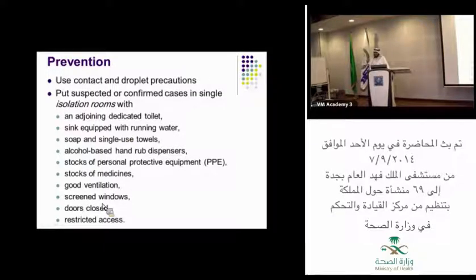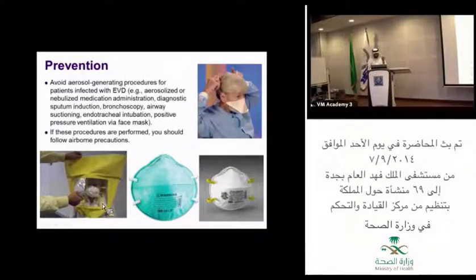It has yellow fever, because yellow fever is transmitted by mosquitoes, like dengue. So if you have a patient with dengue or yellow fever, it's not transmitted from human to human, but you do have to keep the patient in a room that has at least screens to prevent mosquitoes from getting on and getting infected. The door should be closed, and you should have restricted access to this patient.